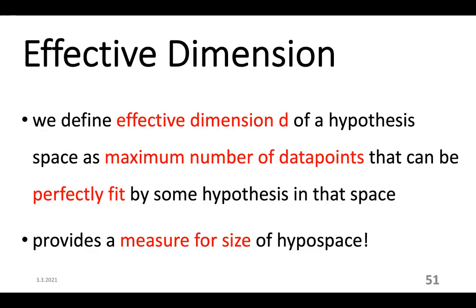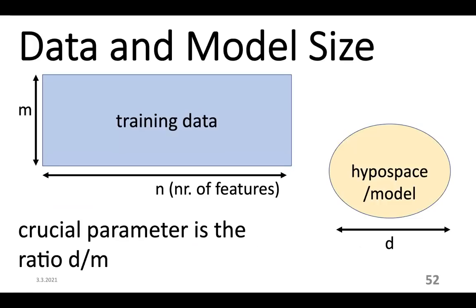I would like to use a very simplified version of a dimension. Maybe some of you have heard about the concept of dimension in linear algebra, and it's a bit similar to that notion. I call it effective dimension. So the effective dimension D of a hypothesis space is the maximum number of arbitrary data points that can always be perfectly fit by some hypothesis in that space. So this effective dimension D is a measure for the size of a hypothesis space.